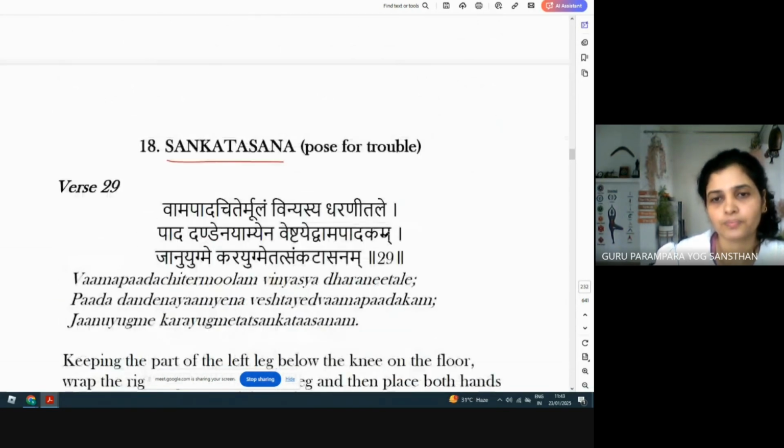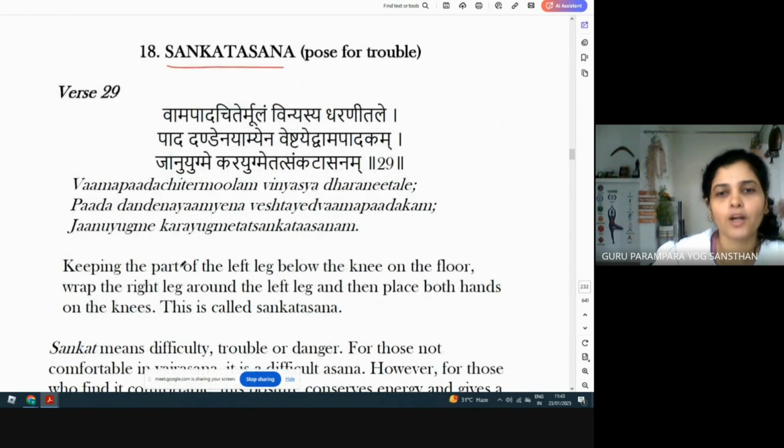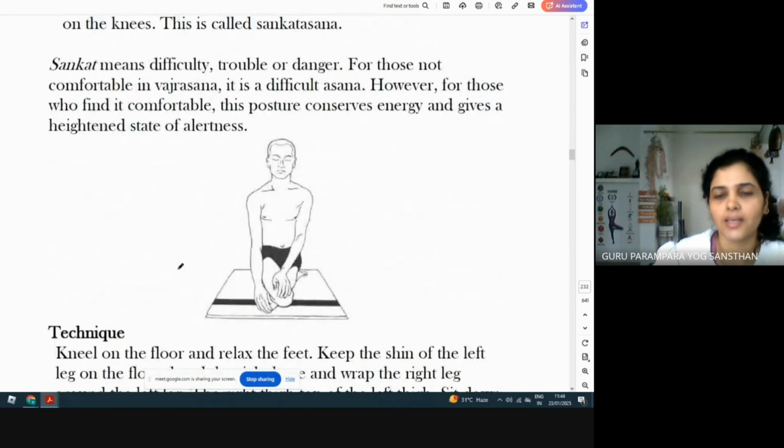Sankatasana. This is also not important. Keep the part of your left leg below the knee on the floor. Wrap the right leg around the left leg and then place both hands on the knees, like that. Somewhat like Gomukhasana, but the hand positions are different.